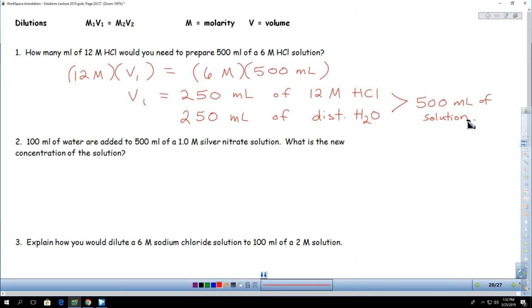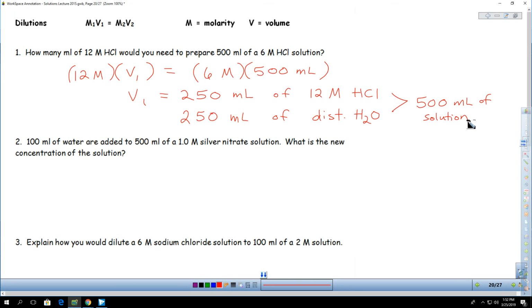Now this particular calculation is great. It makes total sense. I want to cut that concentration by half. I want to go from 12 molar to 6 molar. So it totally makes sense that half of your new solution ends up being the original HCl, and then to cut the concentration by half, the other half of the solution is water. Totally makes sense. And then we get a total combined volume of 500, our desired volume. Great little equation, super easy to use.